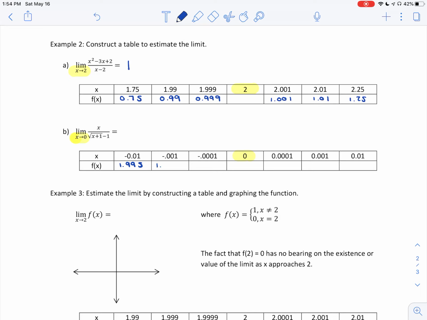1.995, 1.9995, and 1.9999. Doesn't matter what's happening at 0 itself. And then 2.0000, 2.0005, and 2.005. So we can see as x approaches 0 from the left-hand side, our y's are approaching 2. And as x approaches 0 from the right-hand side, our y's are approaching 2. So since it's the same value, our limit is equal to 2.